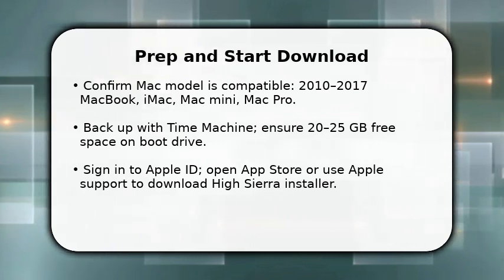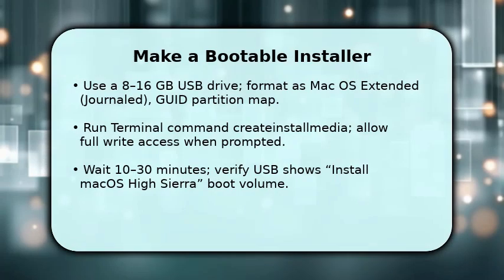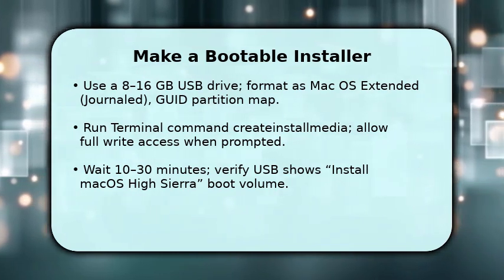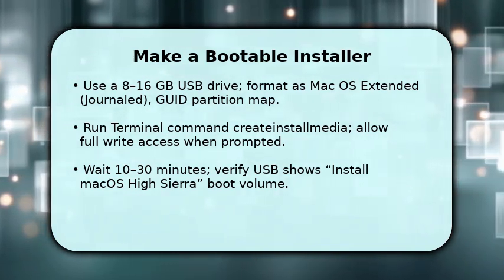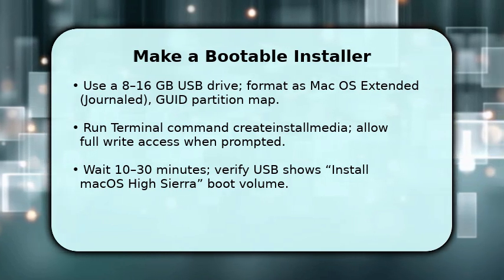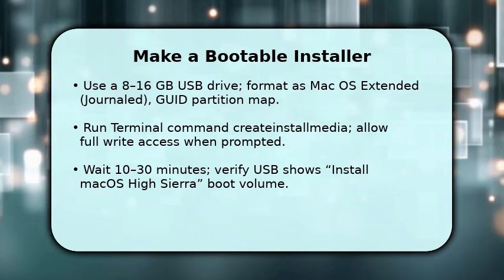You'll create a bootable USB so the install is clean and reusable. First, plug in an 8 to 16 GB drive and format it as Mac OS Extended (Journaled) with GUID Partition Map in Disk Utility. Once formatted, open Terminal and run the createinstallmedia command included with the High Sierra installer.